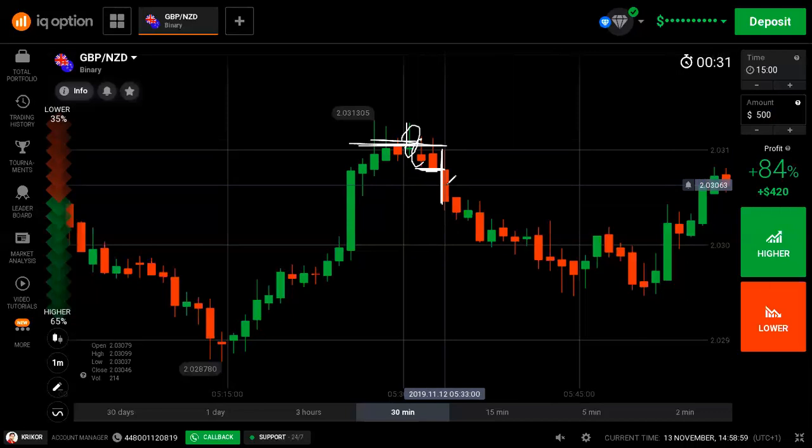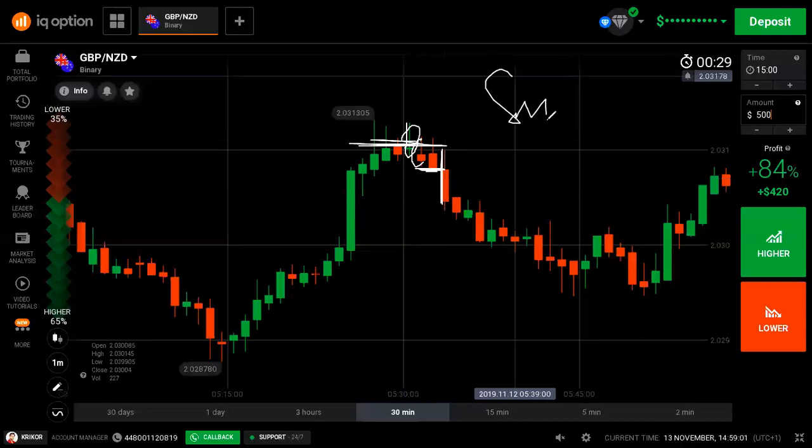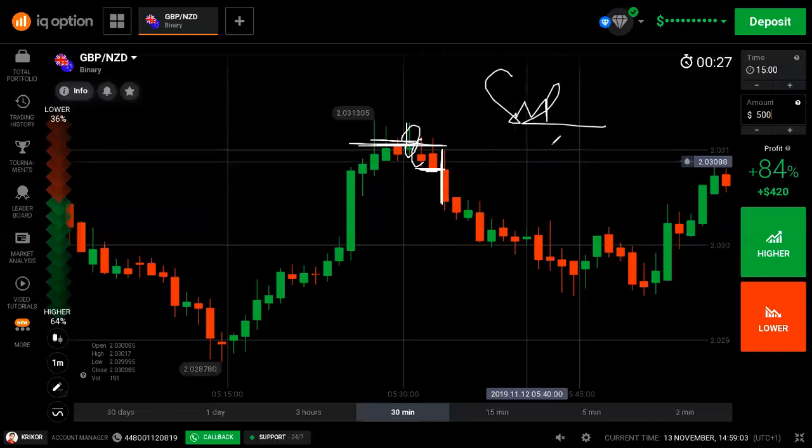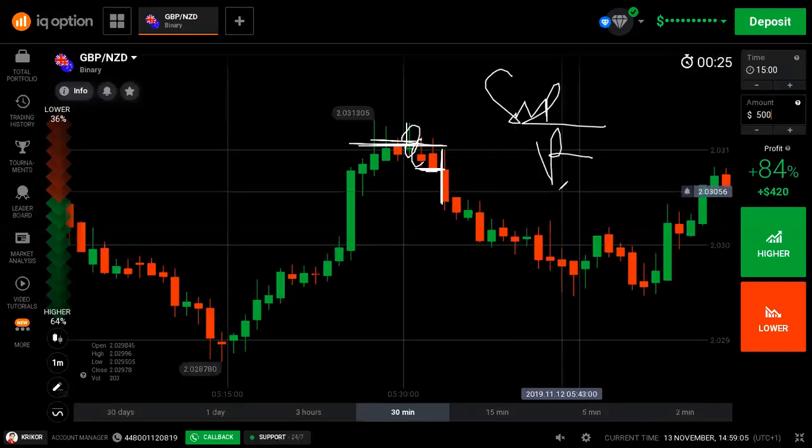Because number one, you're already at SNR area. Number two, you are seeing a reversal candle. Then number three, you are now seeing a momentum candle. What is that telling you? It's telling you that sellers have taken over. Okay? It's telling you that sellers have taken over. Do you understand what I just said here right now?